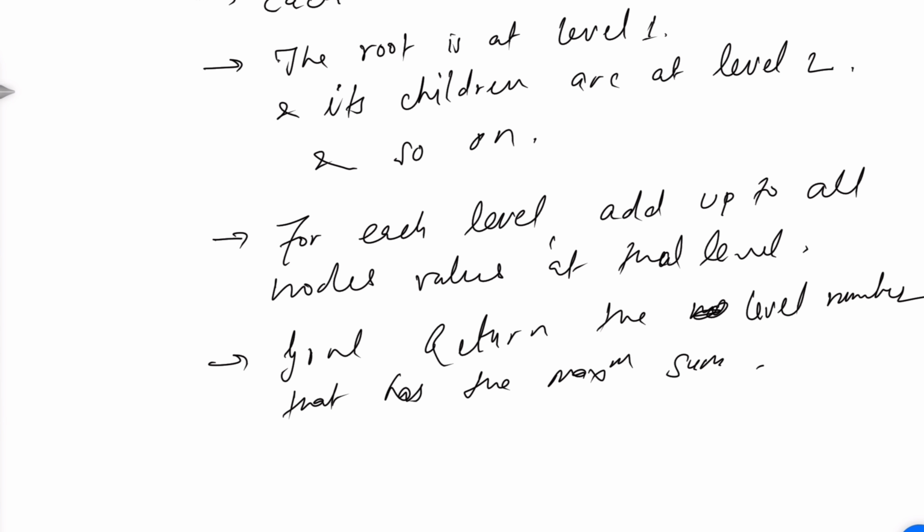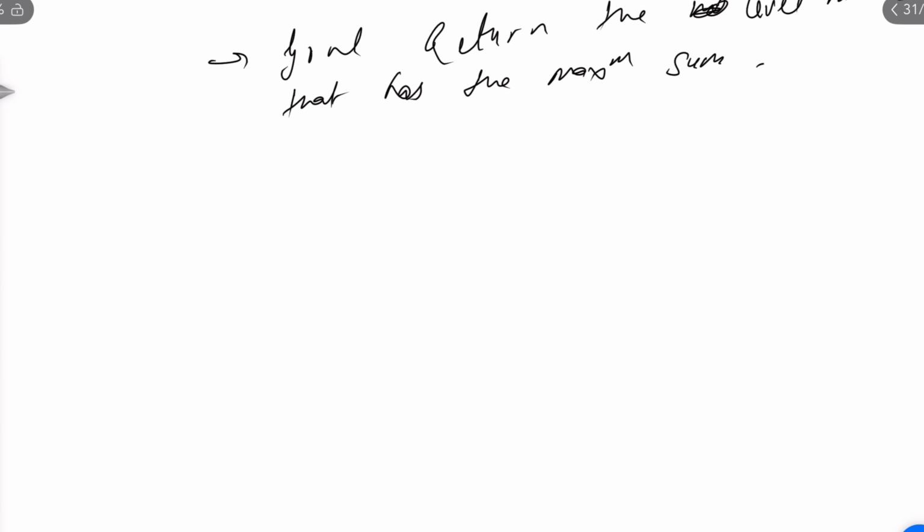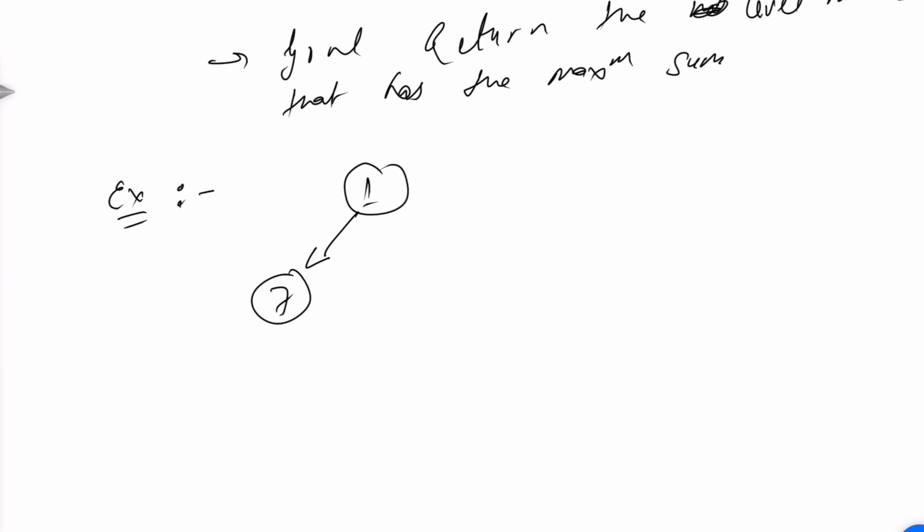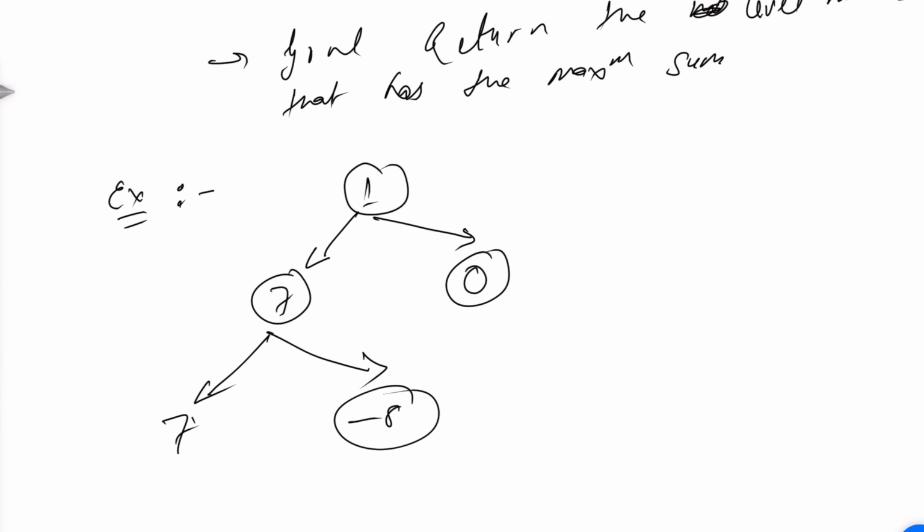Now let's try to understand how we are going to approach it. Let's take an example. We have a binary tree: let's call the root 1, then we have 7, then its value is 0, like this. Then we have 7 and minus 8, okay? This is what we have been given, and there are multiple ways we can get the levels, okay?